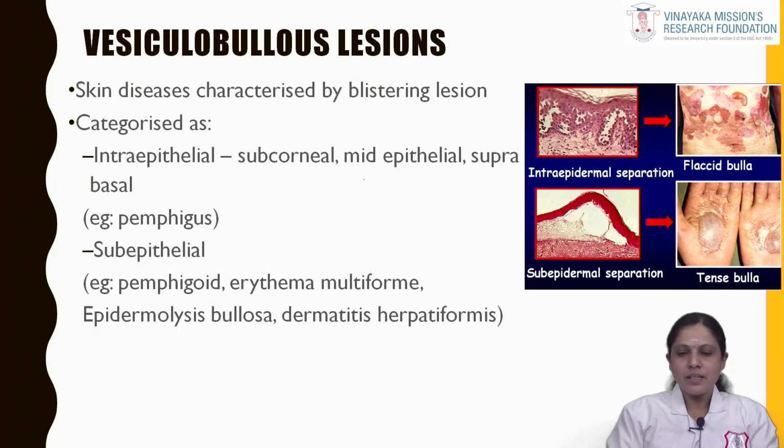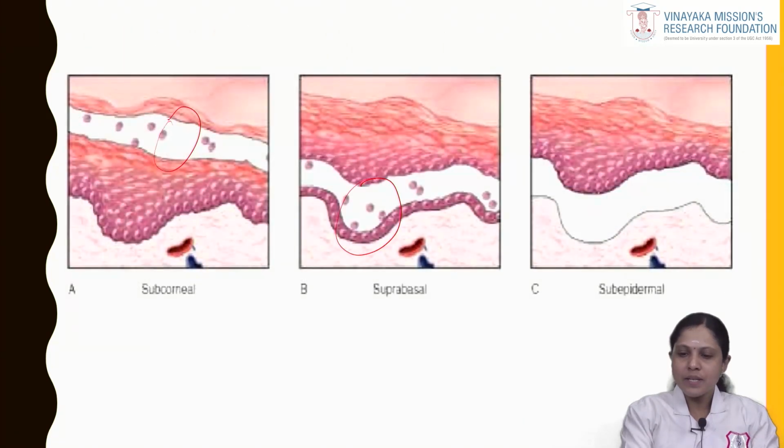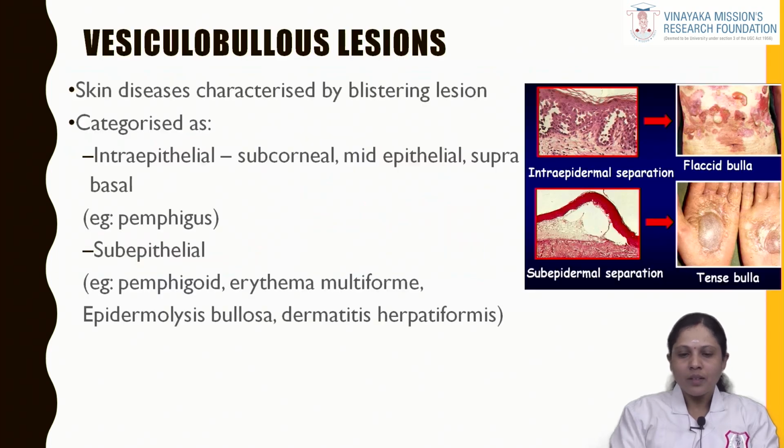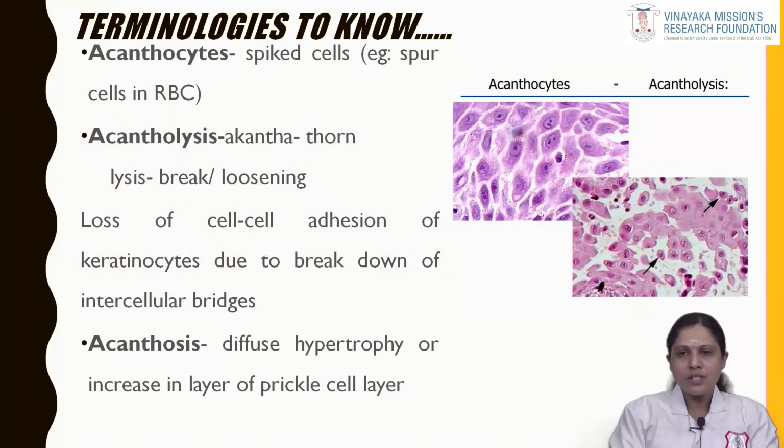For subepithelial, the vesicle or bulla is present between the epithelium and the connective tissue. Examples can be given as pemphigoid, erythema multiforme, epidermolysis bullosa, dermatitis herpetiformis. So there are a few terminologies we can know before entering into the topic.